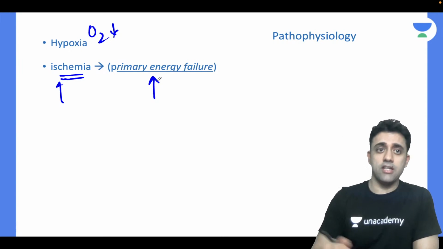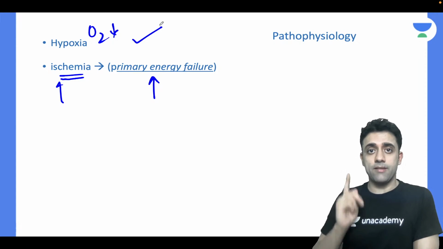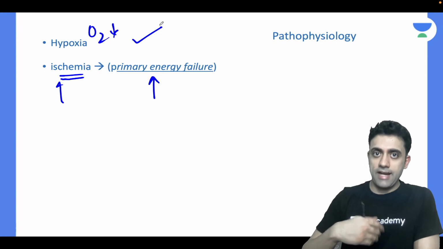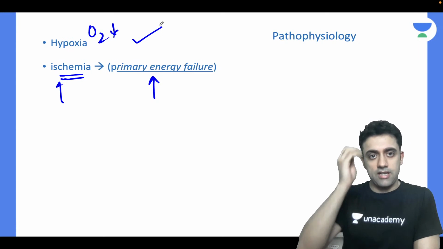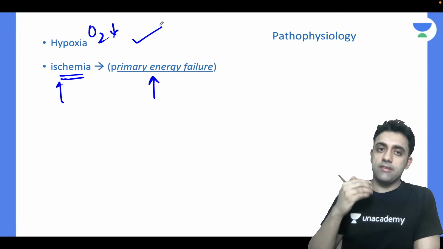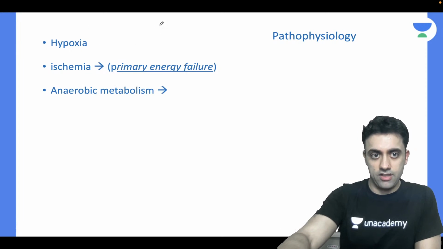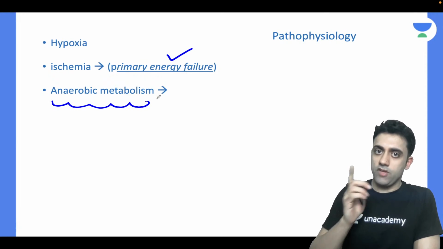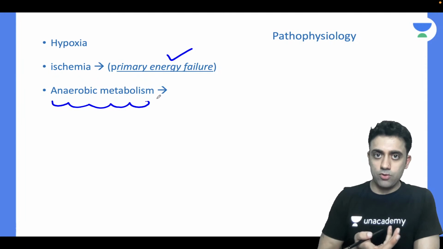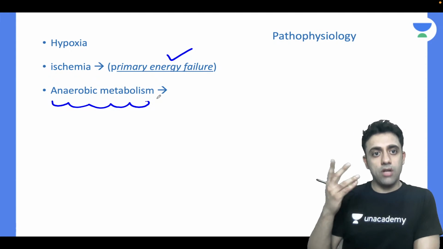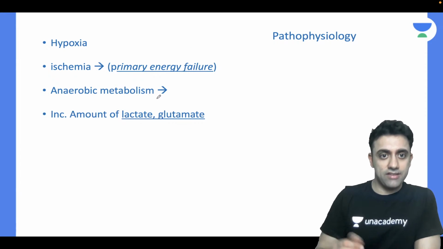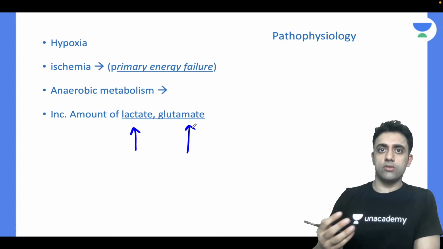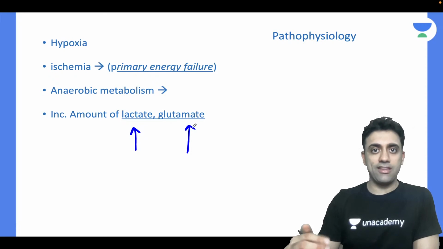Okay, the further pathophysiology: whenever there is hypoxia, the baby did not cry, he didn't take a breath. So hypoxia. Whenever there is hypoxia, there will be ischemia. That ischemia leads to primary energy failure. Whenever there is primary energy failure, we have aerobic and anaerobic metabolism. The aerobic is finished, exhausted, primary energy has failed. So anaerobic metabolism will start taking place, and in that, as I told you, there is an increased amount of lactate, glutamate, and various free radicals are generated.